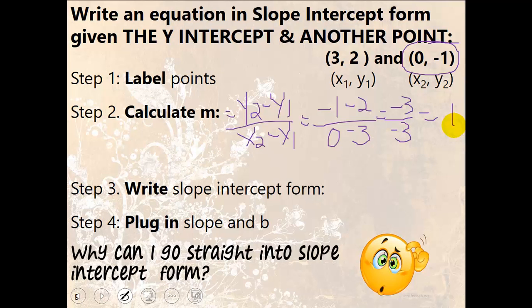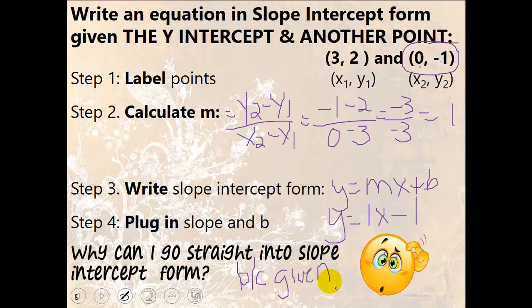And then we're going to go straight into slope-intercept form. Y equals mx plus b. I can do it because I have the y-intercept, (0, negative 1). Right? That's the y-intercept. So I get y equals 1x minus 1, or just x minus 1. So think about this. Why can I go straight into slope-intercept form? Well, because I'm given the y-intercept. And I can tell it's the y-intercept because it's 0, a number. (0, b). I'm given that point.